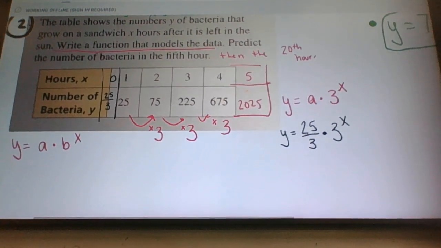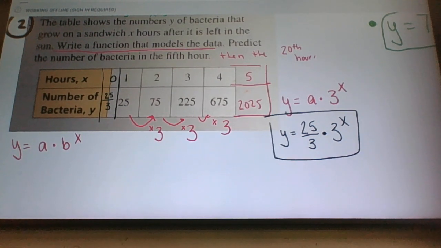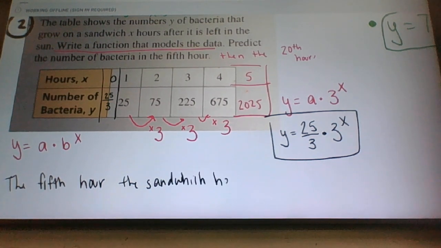Okay, so I'm going to go ahead and write that. So this is my equation. The 5th hour, the sandwich has 2,025 bacteria on it.